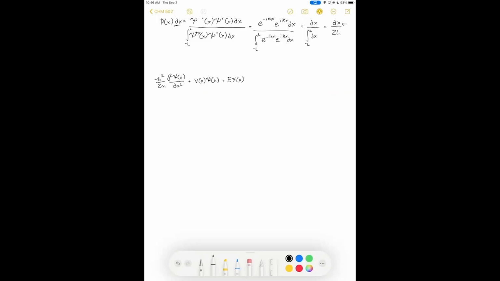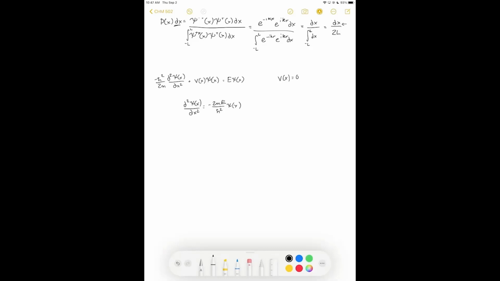Inside the box, our potential is still 0. So that's going to give us the same equation to solve that we did last time. I'll go ahead and write that out. Essentially, we have, again, two derivatives of our wave function with respect to x is equal to negative 2mE over h bar squared times psi of x. And this will have the same solution that it did before.